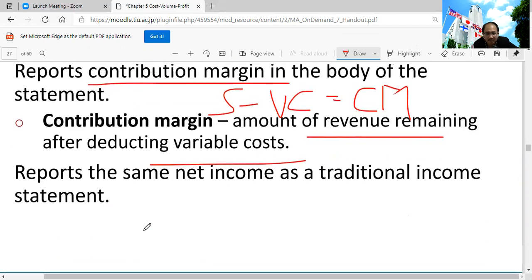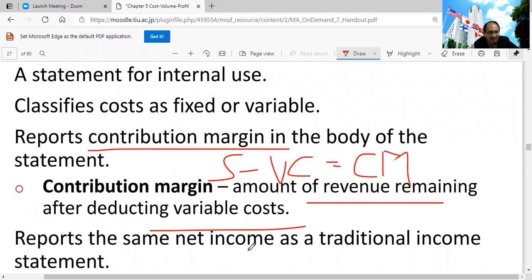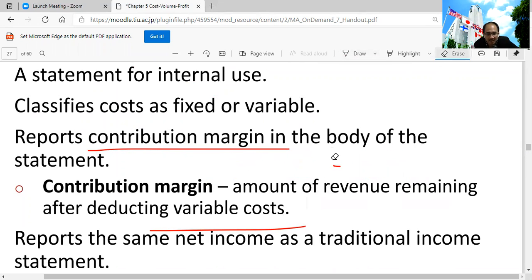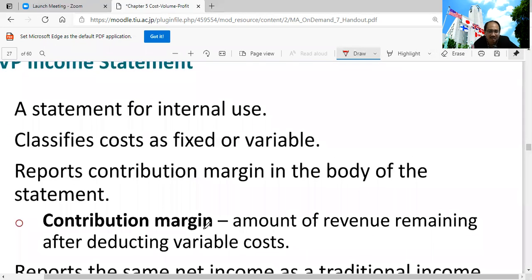At the end, of course, the bottom line is the same net income. We just reclassify the report into fixed and variable costs because we need it for internal relevance. But at the end, the net income reported under financial accounting and managerial accounting should be the same because in managerial accounting, we just reclassify it.